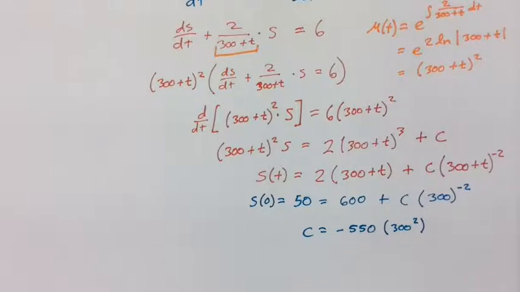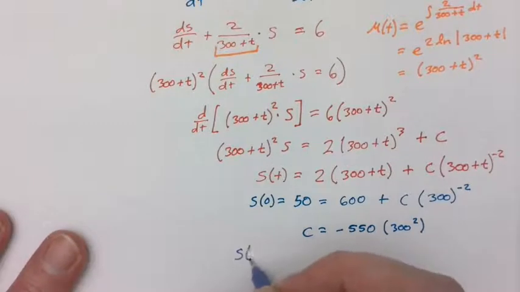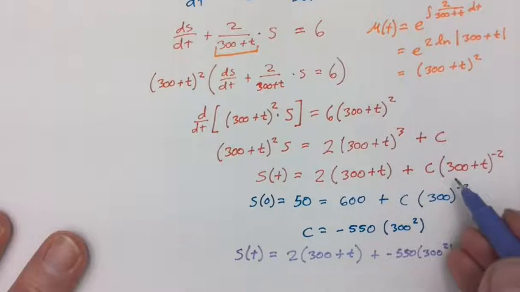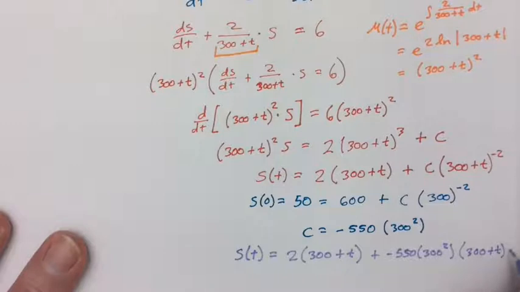That means we know my particular solution, which I'm going to indicate in a color. I'll use purple again here. This right here is my particular solution with the initial condition. It would be 2 times (300 plus t) plus this constant right here, which is negative 550 times 300 squared, times this guy right here, which is (300 plus t) to the minus 2 power.